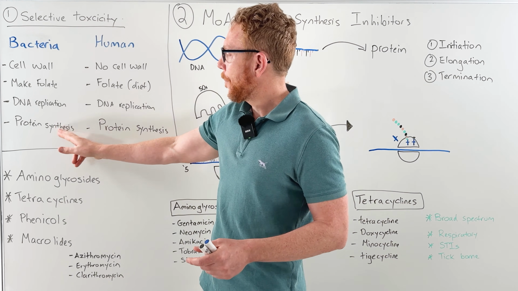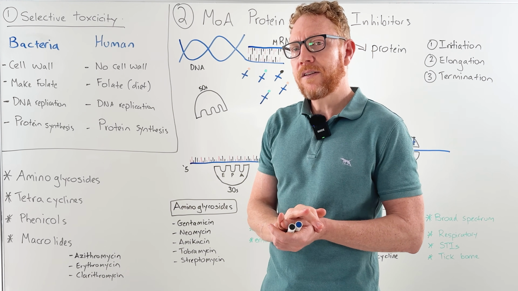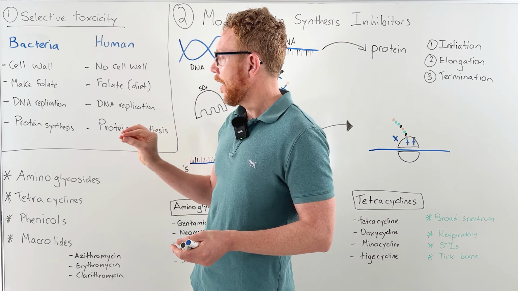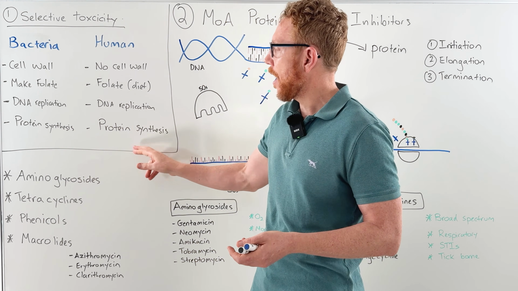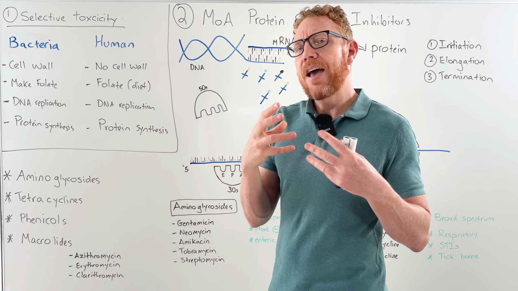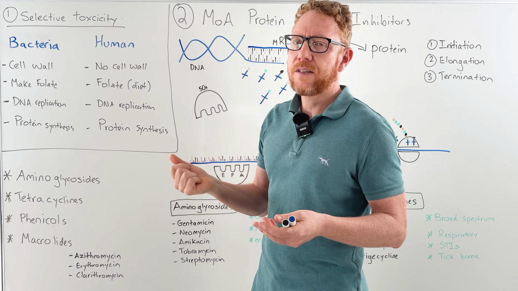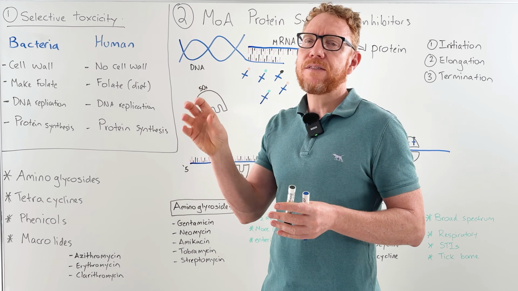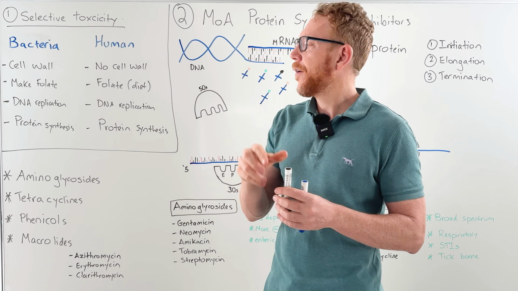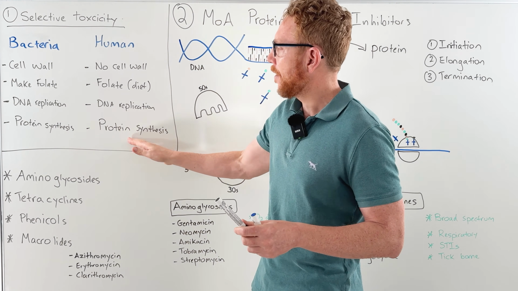As you can see, bacteria and humans do need to synthesize their own proteins. So again, this is going to be a little bit tricky. How do we affect their process of protein synthesis without affecting ours? It's important to remember that the organelles that play a really important role in protein synthesis are the ribosomes. Bacterial ribosomes are a little bit different to our ribosomes, and that's what we're going to target. That's what we're going to harness, that difference, to hopefully kill bacteria without affecting ours.